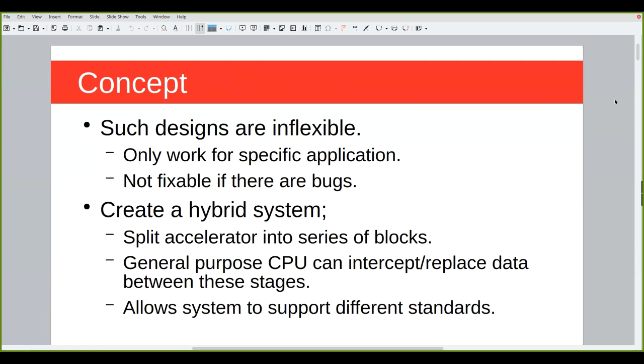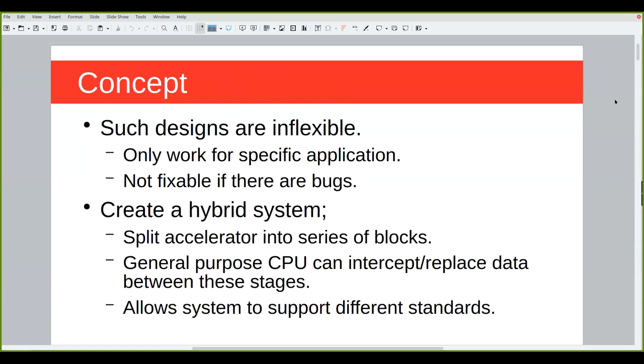Here we discuss the core concept of the work. If the fixed function hardware in the design, no matter which kind, does not fit the application exactly, it cannot be used for the given radio system. Also, if the implementation has any flaws or bugs, it cannot be fixed without redesigning new hardware.